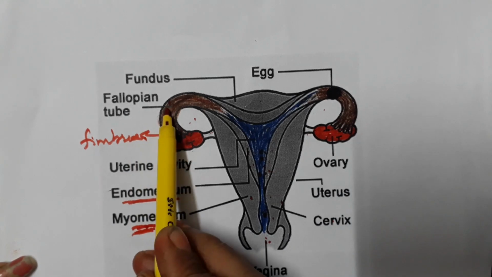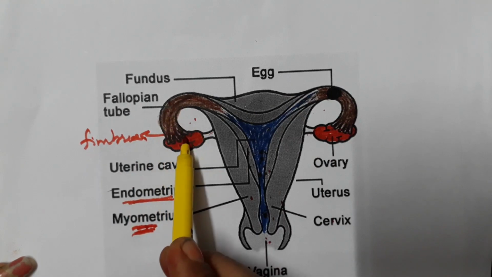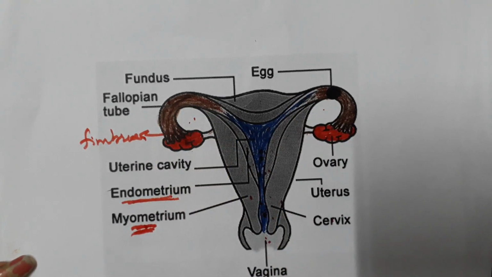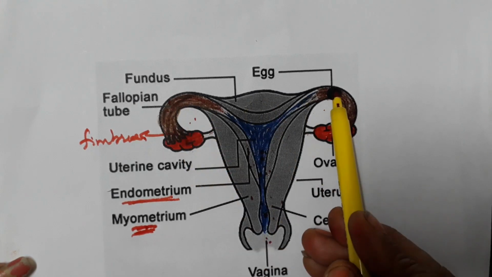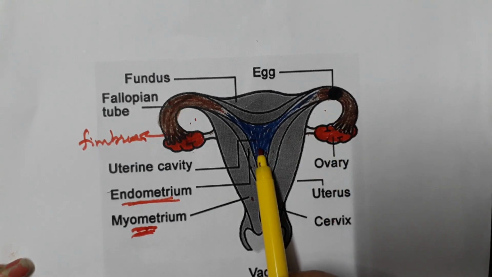Next part is fallopian tube or oviduct. Fallopian tube collects the egg from the ovary and passes it to the uterus. Next important function of fallopian tube, it is the site of fertilization. Very important question, 1 mark question from CBSE point of view. Site of fertilization is fallopian tube, where fertilization takes place. And the next part is the uterus.